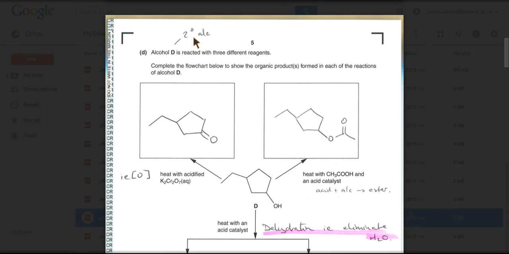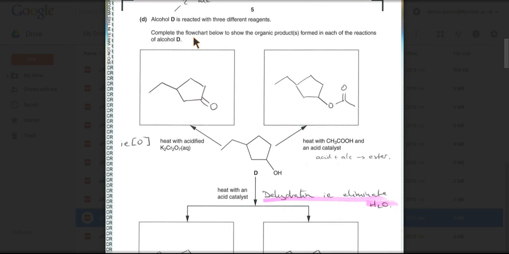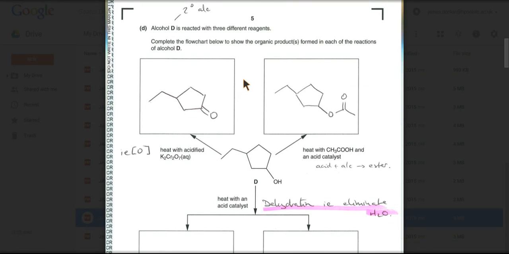Alcohol D is reacted with 3 different reagents. So this is testing your knowledge of reactions now. So we know that alcohol D is secondary. You can see there the OH carbon is directly bonded to 2 carbons. This is a secondary alcohol. Complete the flow chart. So if you heat secondary alcohols with acidified potassium dichromate, you're going to get a ketone. So you turn the OH group, the functional group, into a ketone.